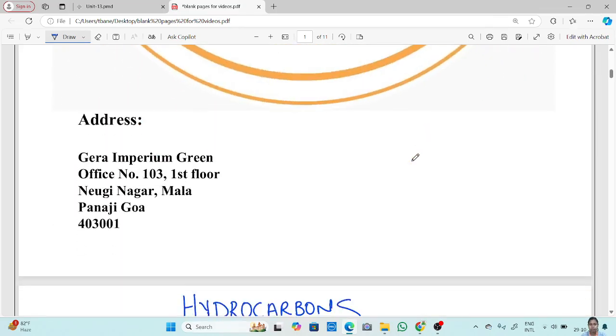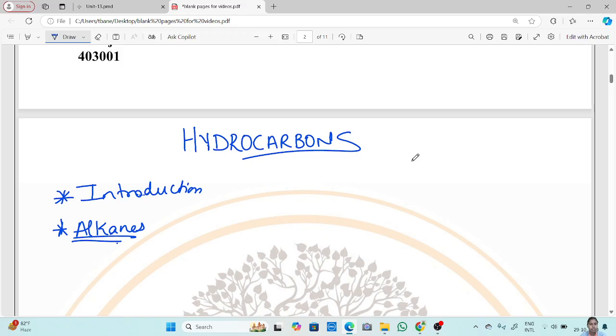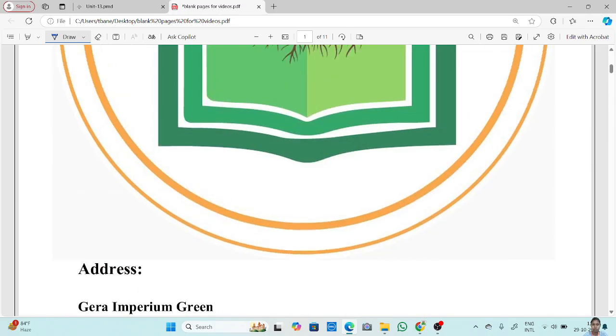Today we'll start with a new chapter, that is hydrocarbons. In today's chapter we will see the introduction of hydrocarbons and what are alkanes. Now the name itself says hydrocarbons. Here you will learn all the compounds that involve hydrogen and carbon. Hydrocarbons basically are the compounds made up of hydrogen and carbon as a base, something similar to your carbon and its compounds.